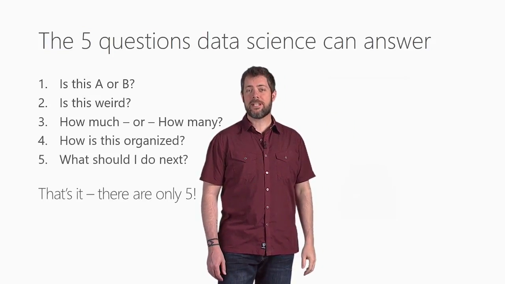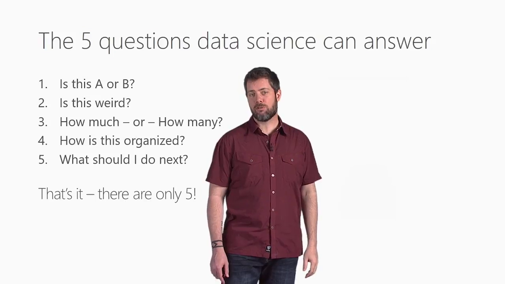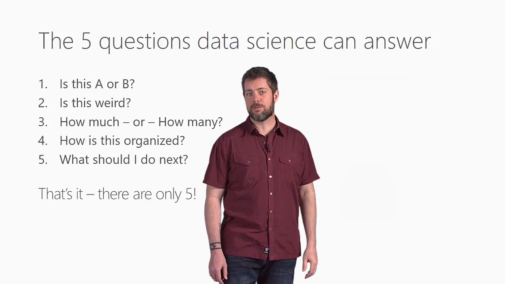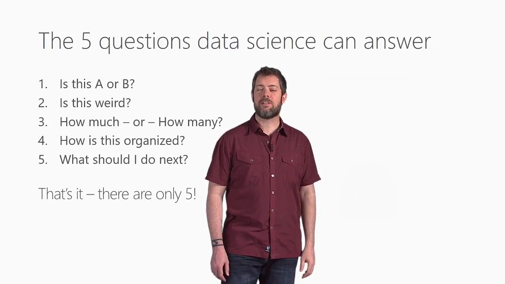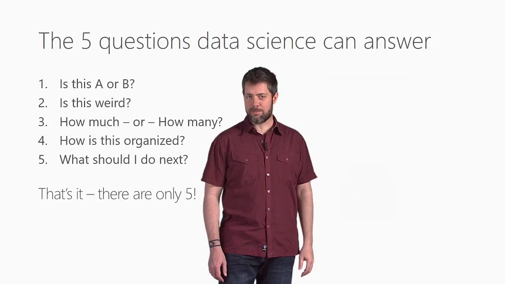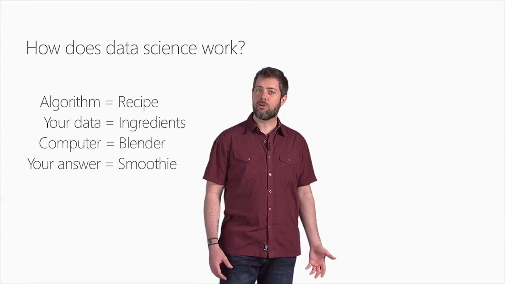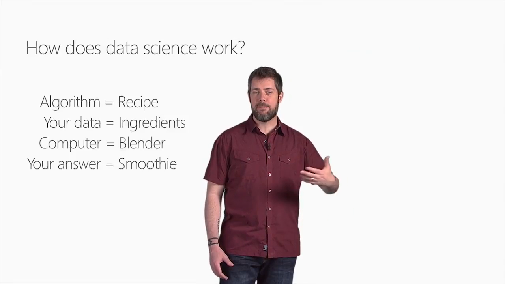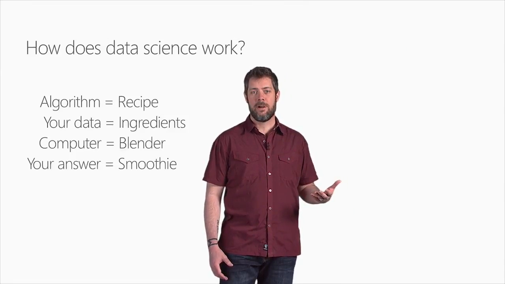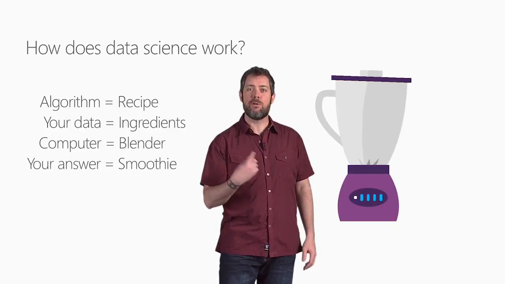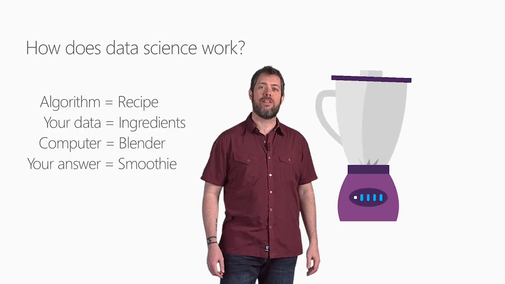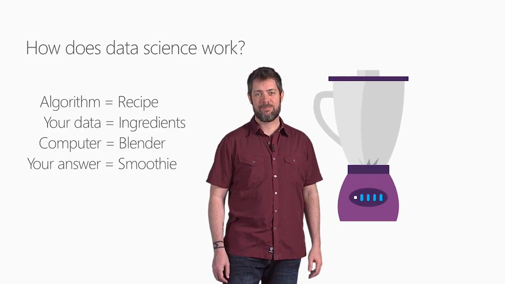Each one of these questions is answered by a separate family of machine learning methods called algorithms. It might be helpful to think about an algorithm as a recipe. You put your data in as the ingredients, and the algorithm tells you how to combine and mix them to get an answer. And computers are like a blender. They do most of the hard work of the algorithm for you, and they do it really fast.